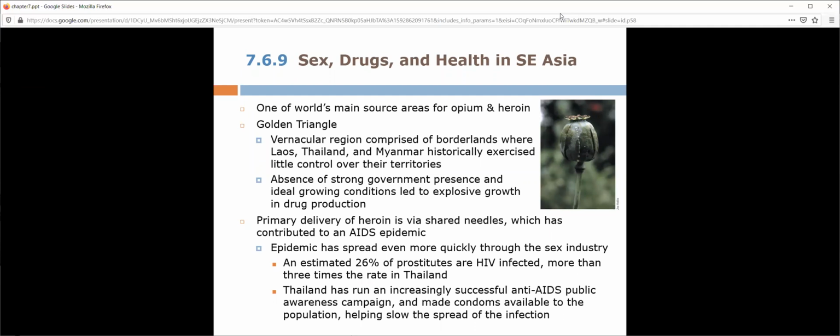Sex, drugs, and health. There we go. The Golden Triangle is found in this Southeast Asia, this archipelago part of the world. That's vernacular, of course, for Laos, Thailand, Myanmar. And it is sort of the epicenter for opium and heroin. You get a lot of drugs out of this part of the world, as I've been saying before, mostly because you get a lot of conflict and a lot of violence in this part of the world, but no one ever wants to talk about it. So if you get a lot of conflict, a lot of criminal activity, drugs, of course, are going to follow.